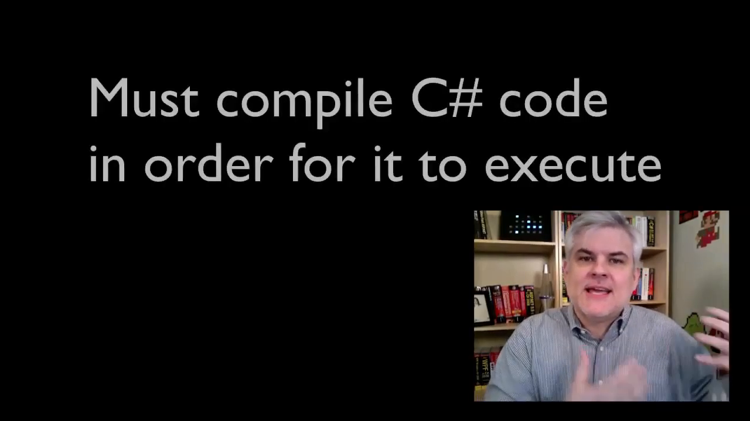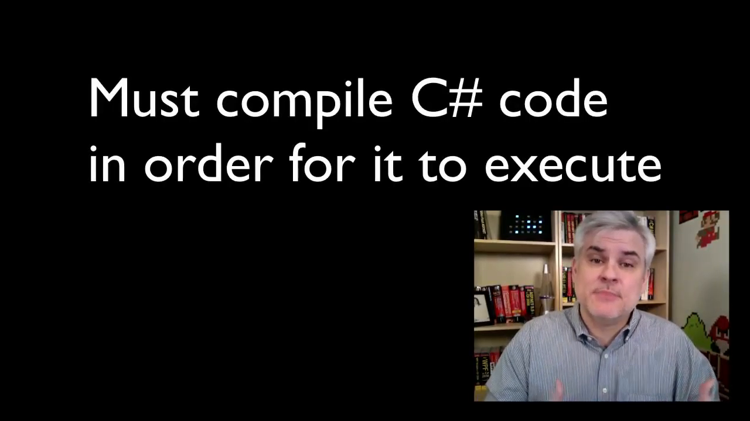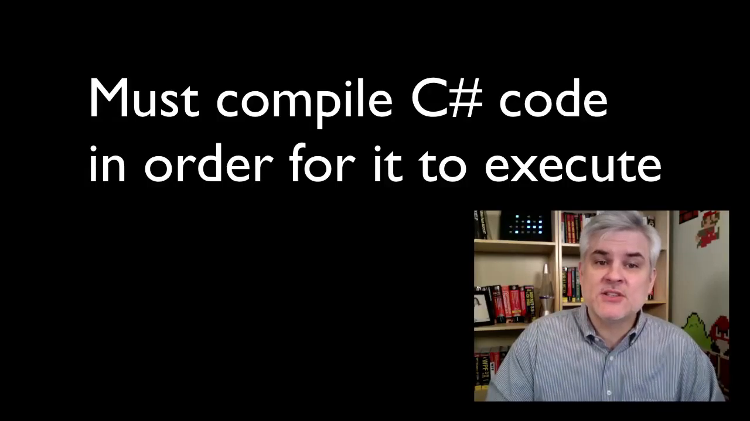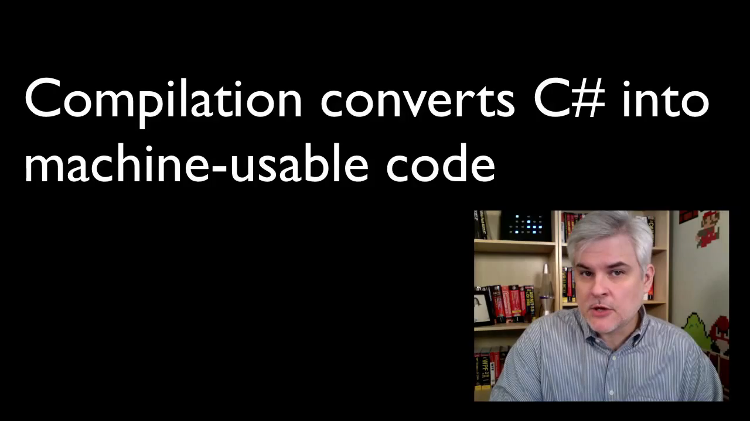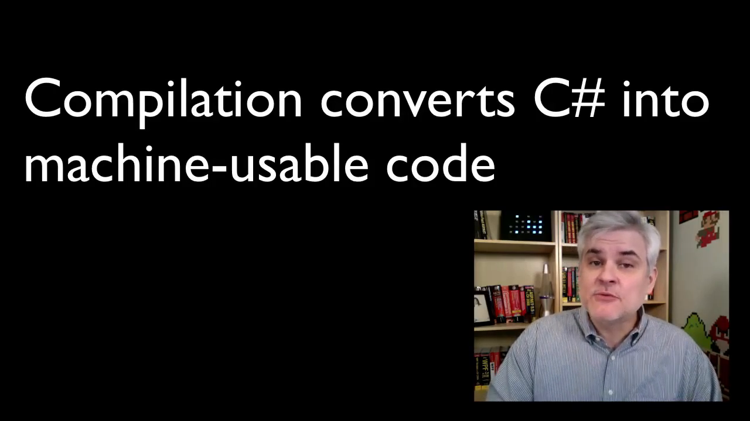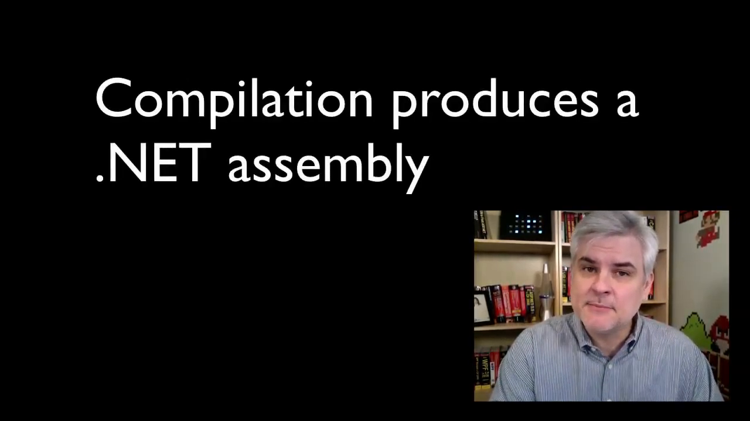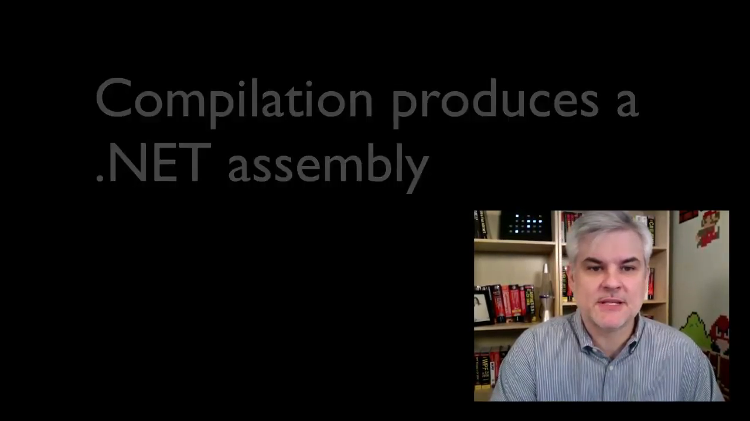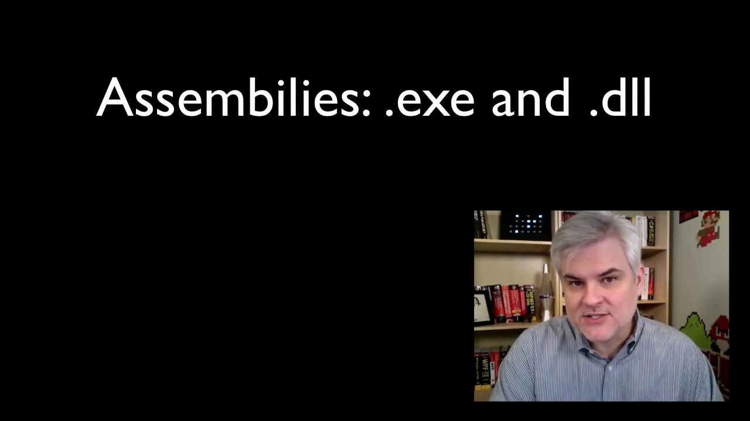When you write C# code, in order for that code to actually execute and do something, it has to be compiled. There's a process called compilation that converts your human-readable C# code into machine-readable code, I guess you could say. The end result of compilation is a file that's called an assembly. And there are two flavors of an assembly: exe files and DLL files. And just so you know, for the next week or so, we're only going to be building exe files.